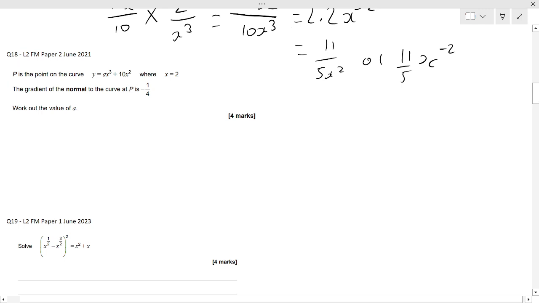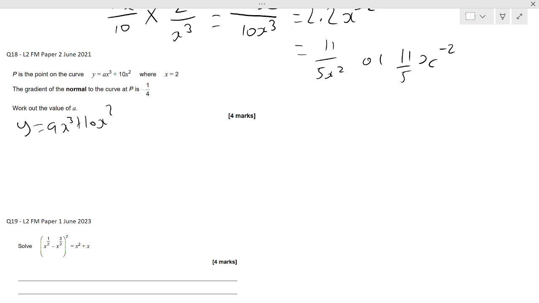P is the point where x is 2. The gradient of the normal is minus a quarter. Okay, so firstly, like I said earlier, the gradient is always linked to the derivative, so we're going to need to differentiate. So if y is ax cubed plus 10x squared, again, don't freak out about the a. That's an a, not a 9. There we are. We'd still apply the same rule that we know. So then dy dx.